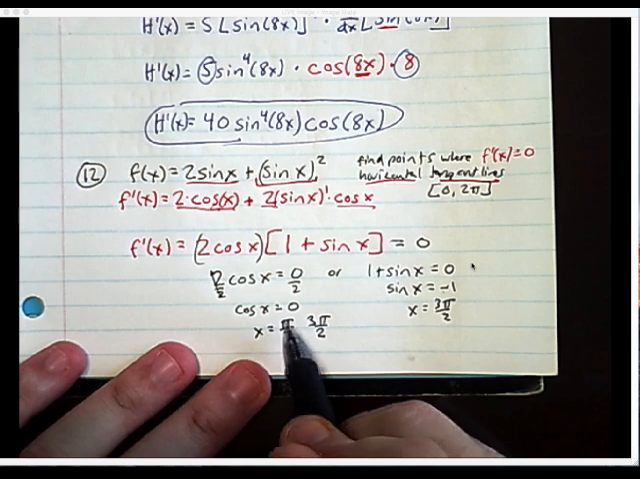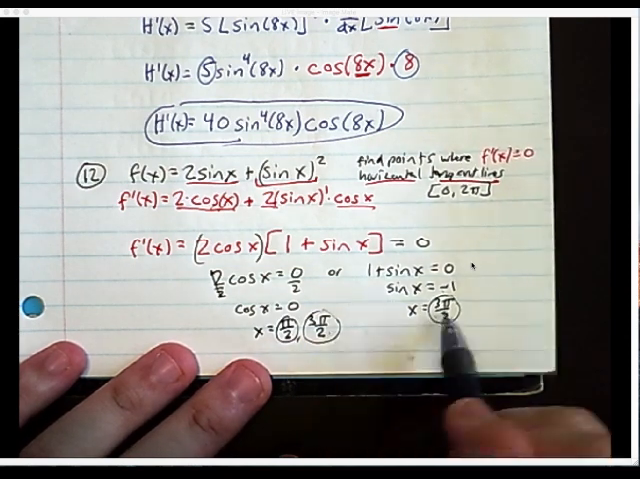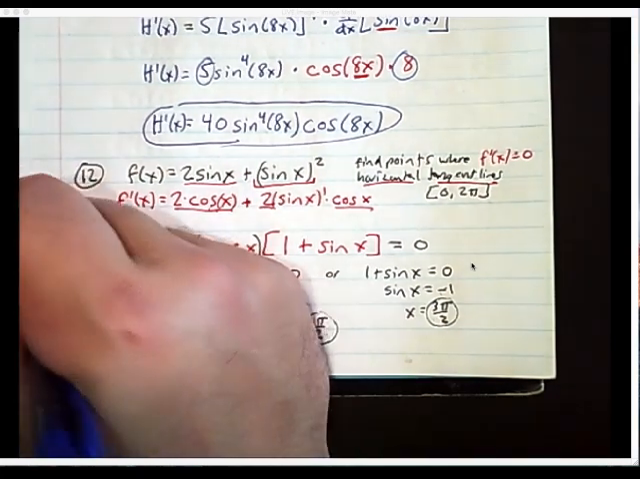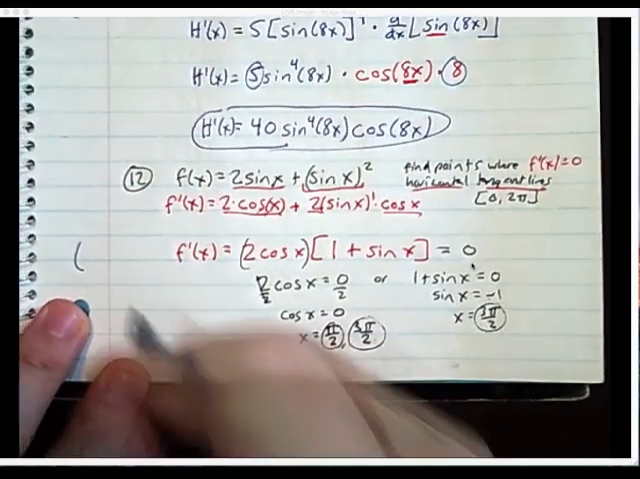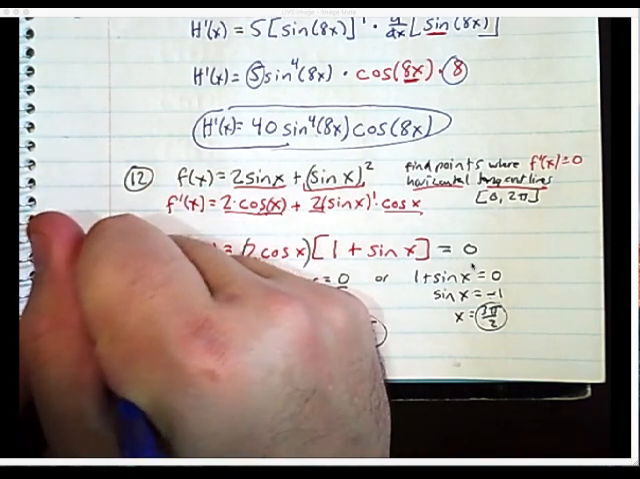So my possible x values of my points are these. Now, one of them's repeated, no big deal. So far, my x values can be pi halves, or it can be 3 pi over 2.